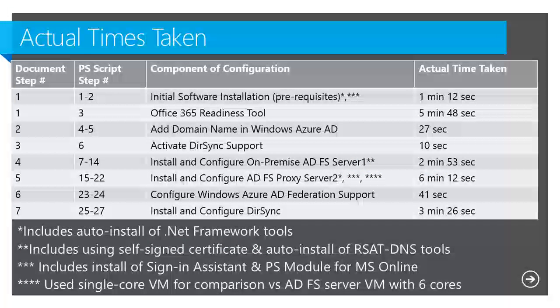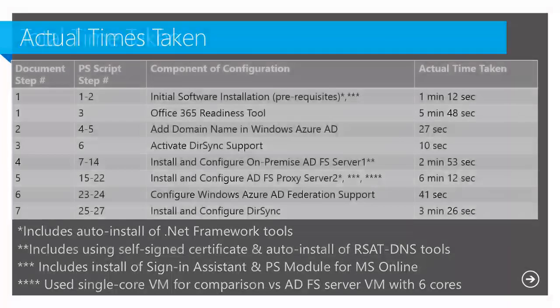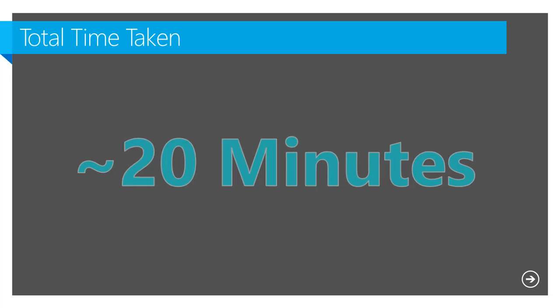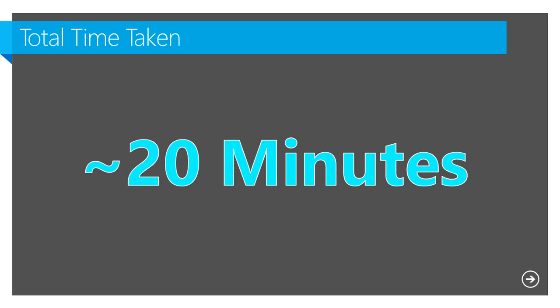Okay, so what are the actual times taken to get all this done? This is just my own personal testing, and I had some notes there. This is steps 1 through 27, and it maps that to the document steps. But effectively, what you've got there is about 20 minutes. Is that a little better than the 5 days that you had there? Yeah. So really, in 20 minutes, that's assuming that you install the proxy. That's also assuming you wait almost 6 minutes, or it could be longer depending on the size of your directory, for your Office 365 readiness tool.